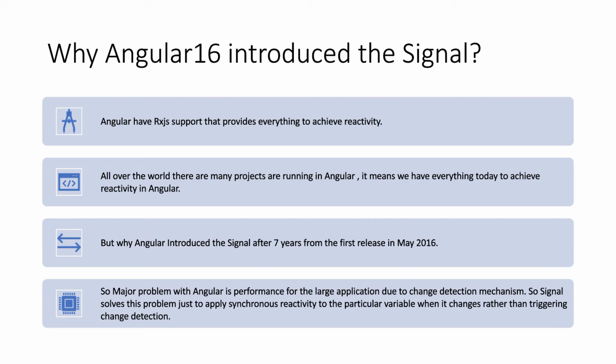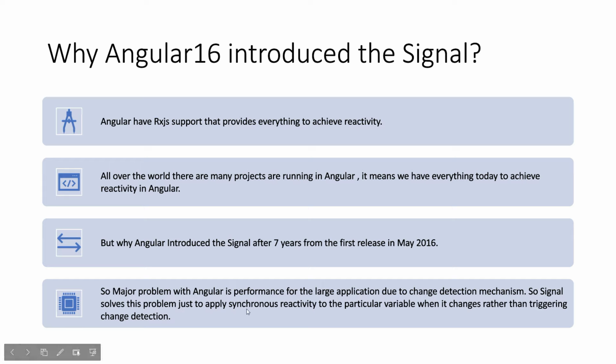So let's see why this new way of reactivity was introduced by Angular in Angular 16. Angular has RxJS support that provides everything to achieve reactivity. All over the world there are many projects running in Angular. It means we have everything today to achieve reactivity in Angular. But why did Angular introduce Signal after 7 years from the first release in May 2016?